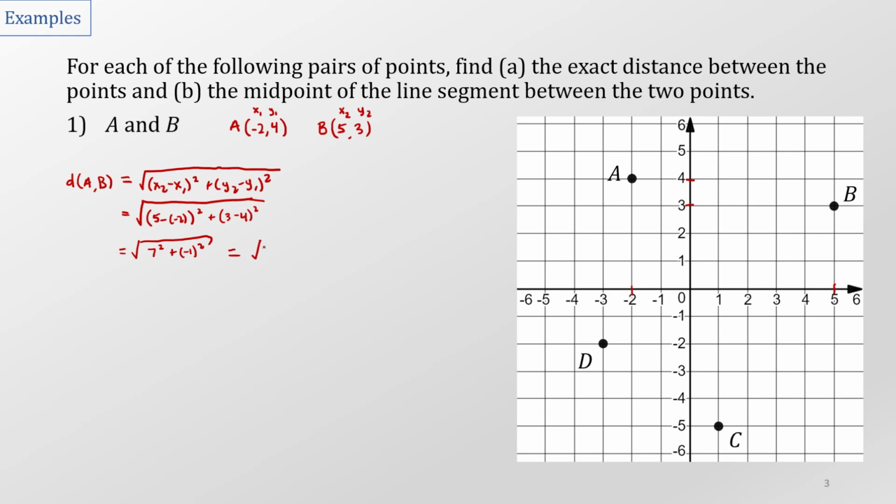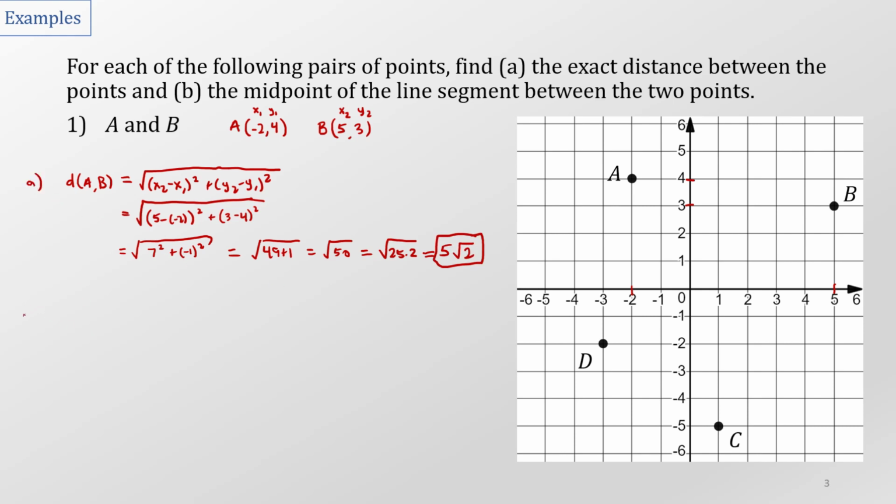5 minus -2 is 5 plus 2 is 7, and 3 minus 4 is -1. And so this is the square root of 49 plus 1, which is the square root of 50, which actually reduces. Let's make sure that we're reducing all of our square roots. 50 is 25 times 2, and 25 is a perfect square. So this is 5 square root 2, the exact distance between those 2 points. So that would be part A.